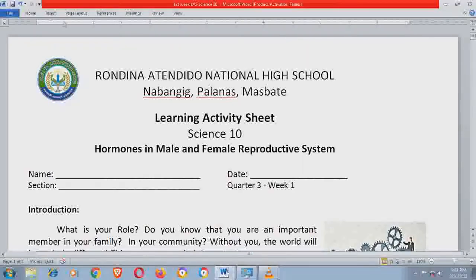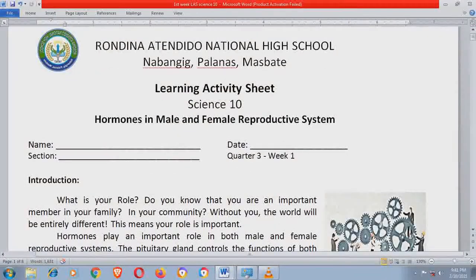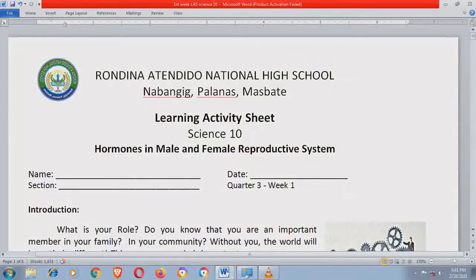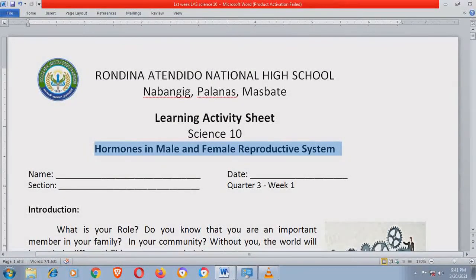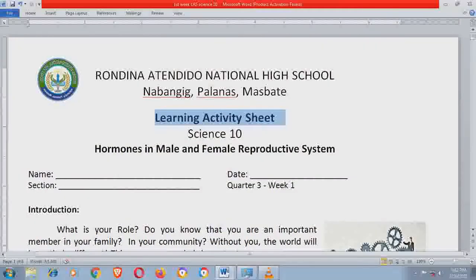So ang lesson namin na is nasa biology na kami ng aming science 10. So the title of today's video is hormones in male and female reproductive system. So habang nakabakasyon kami, so we tried to make our own learning activity sheets para sa mga bata. Ito yung title niya is learning activity sheets.